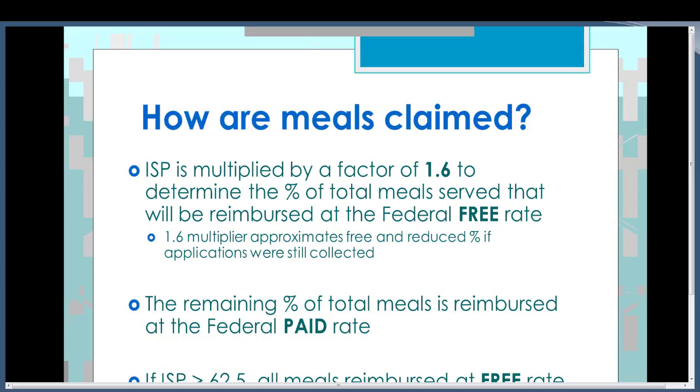If that total happens to be less than 100%, then the remaining meals are instead reimbursed at the paid rate, which is much lower. So if you do the quick math, if the identified student percentage is at least 62.5, then all of the meals are reimbursed at the free rate. And that's the most reimbursement that you can possibly receive from us.